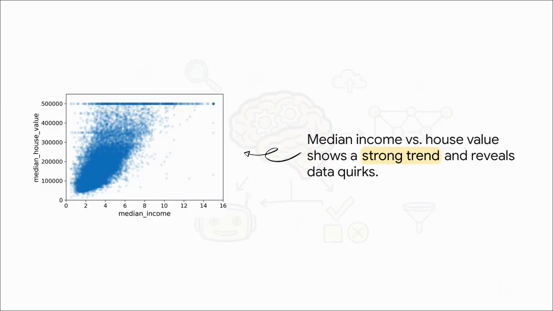Check this out. We've just plotted two things here: median income on the bottom and house value on the side. And as you'd probably guess, there's a pretty clear upward trend. More income, more expensive houses. Makes sense. But do you see that perfectly straight horizontal line near the top? That's a data quirk. It looks like somebody just capped all the most expensive houses at $500,000. If we're not careful, our model could actually learn that cap as a rule of the universe. This is exactly the kind of secret a data detective is looking for.